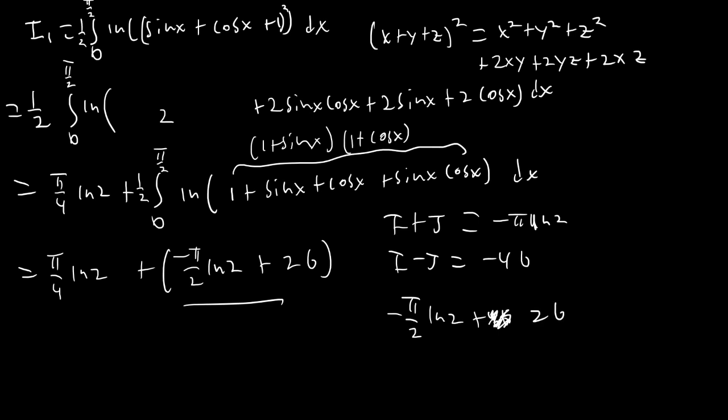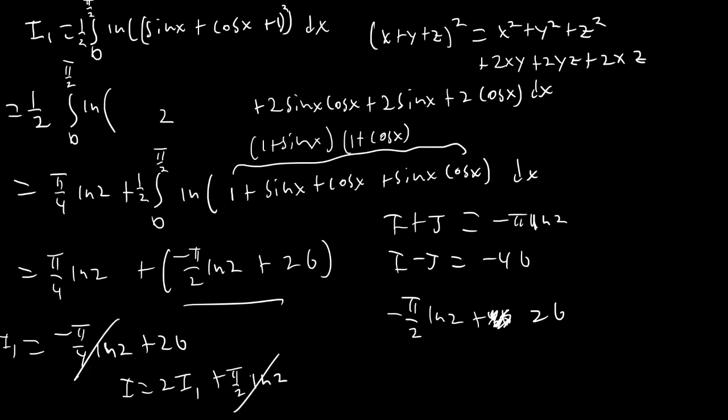And you can see that these are going to sort of cancel, so we're going to have negative pi over 4 ln 2 plus 2G. And that's our result for I1. If we go ahead and remember what our answer was, we said that I equals 2 I1 plus pi over 2 ln 2. So we can see that this is just going to cancel with that, and we're just going to end up with I equals 4G, just like the cellular internet, right?